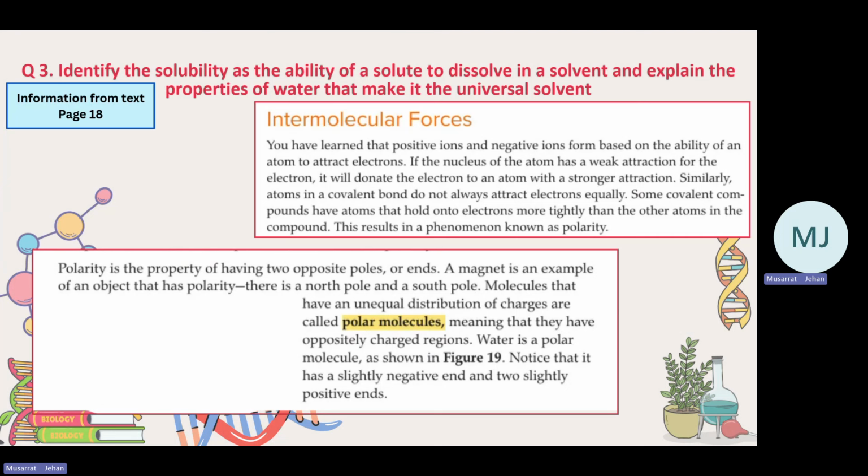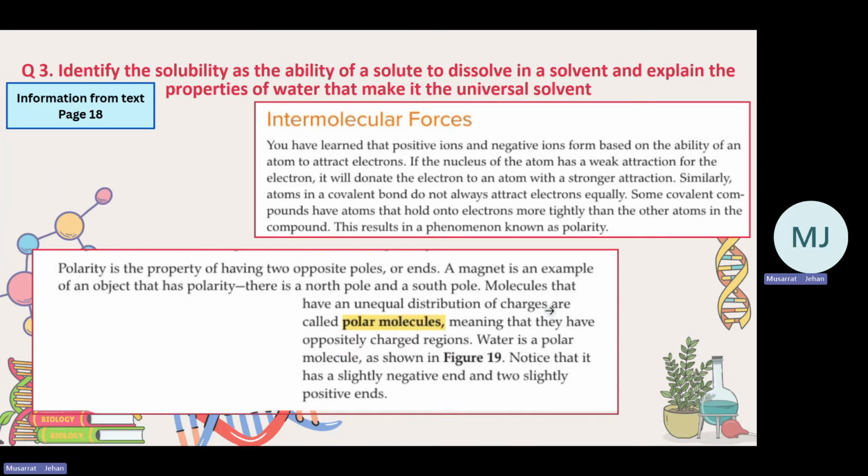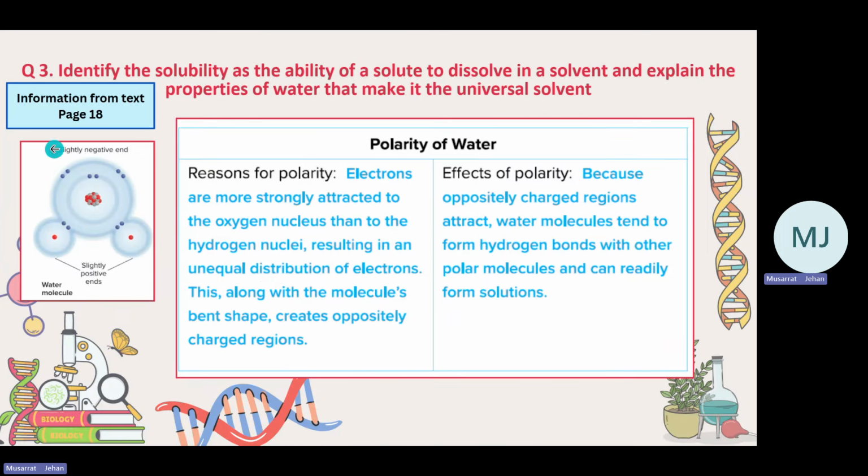So water is a polar molecule. It shows polarity, and this polarity is very important for water. Polarity is the property of having two opposite poles or ends, like a positive pole and a negative pole. They have unequal distribution of charges. They are known as polar molecules, meaning that they have oppositely charged regions. Water is a polar molecule. It has a slightly negative end and two positive ends. Have a look at this figure here.